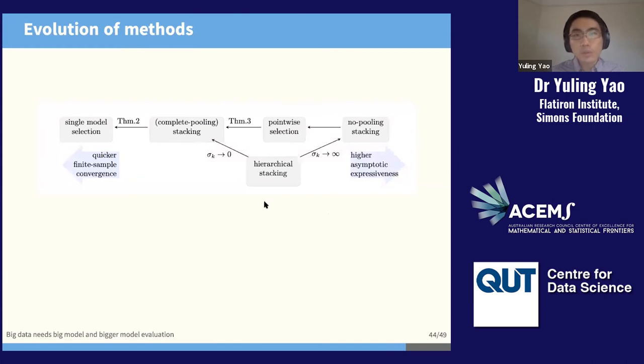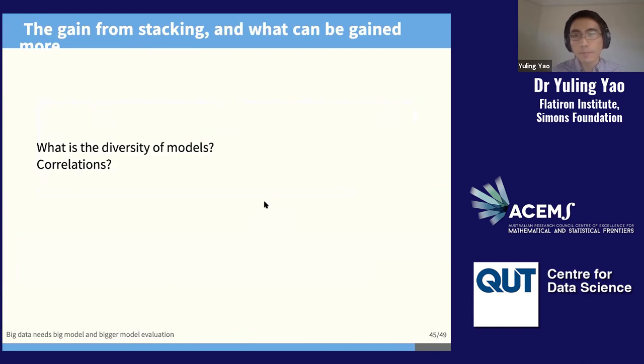And lastly, I want to briefly mention some theory on why this method is good. This is about the diversity of models, because we often say you should do model averaging if you have very different models, if you have independent models. But it seems we don't have a comprehensive theory to quantify how different or how diverse the models are. Sometimes people just say you can look at the correlation of models. But then what is even the correlation of models?